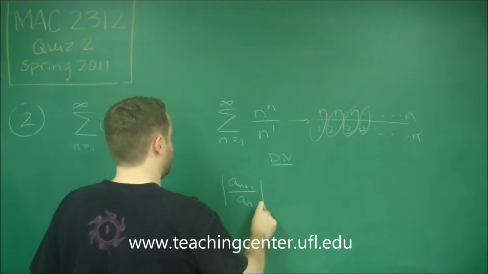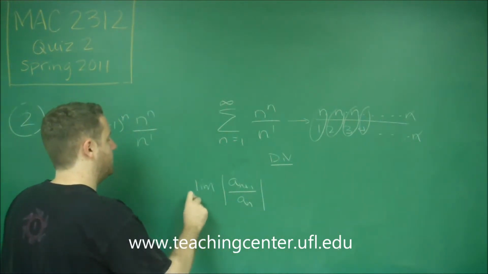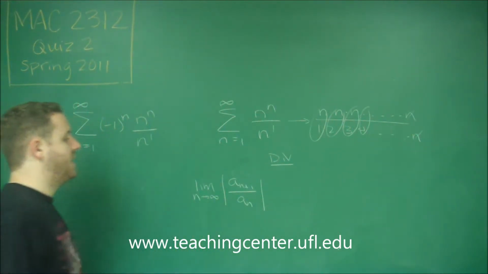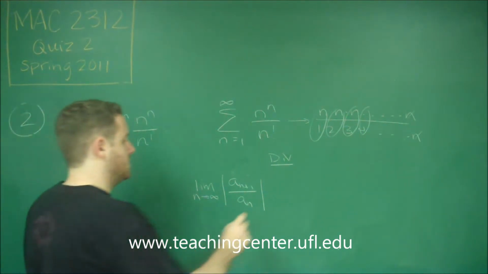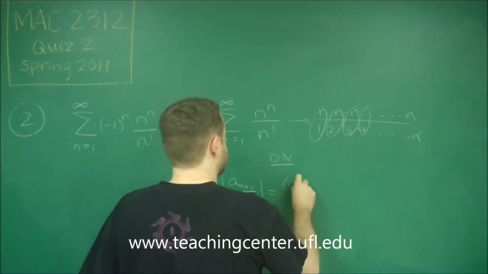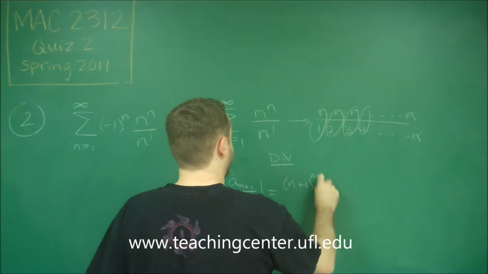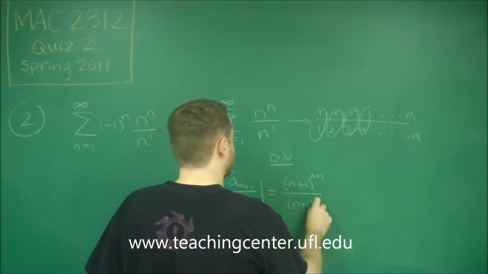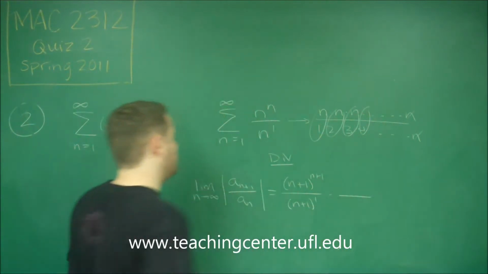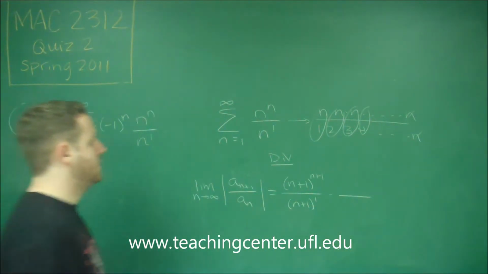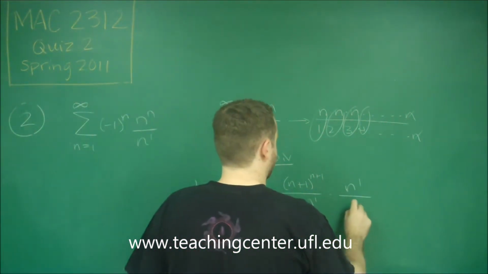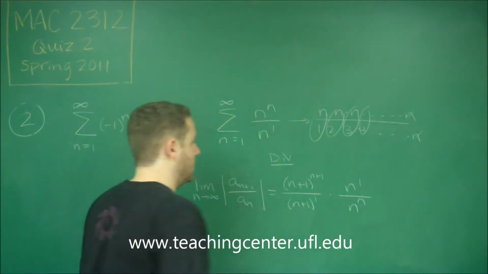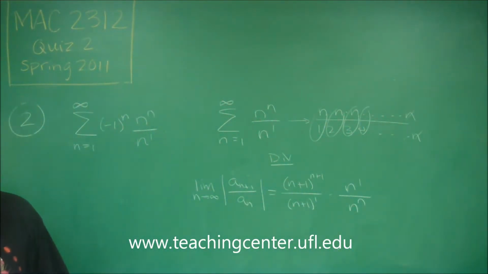Again, we're going to do the limit as n goes to infinity of a sub n plus 1 over a sub n. So a sub n plus 1 is n plus 1 to the n plus 1 power all over n plus 1 factorial. We multiply by the reciprocal of a sub n, which is n factorial over n to the n power. So let's see what ends up happening here.